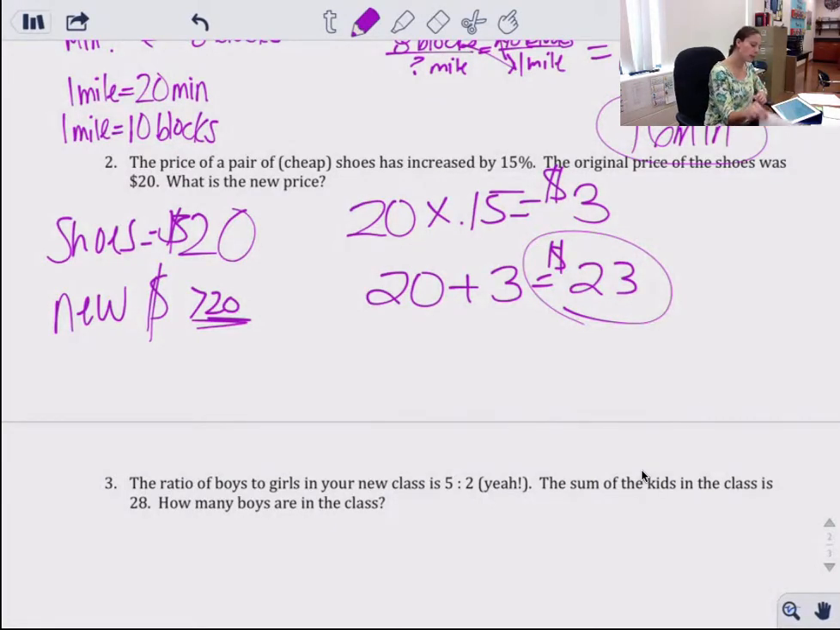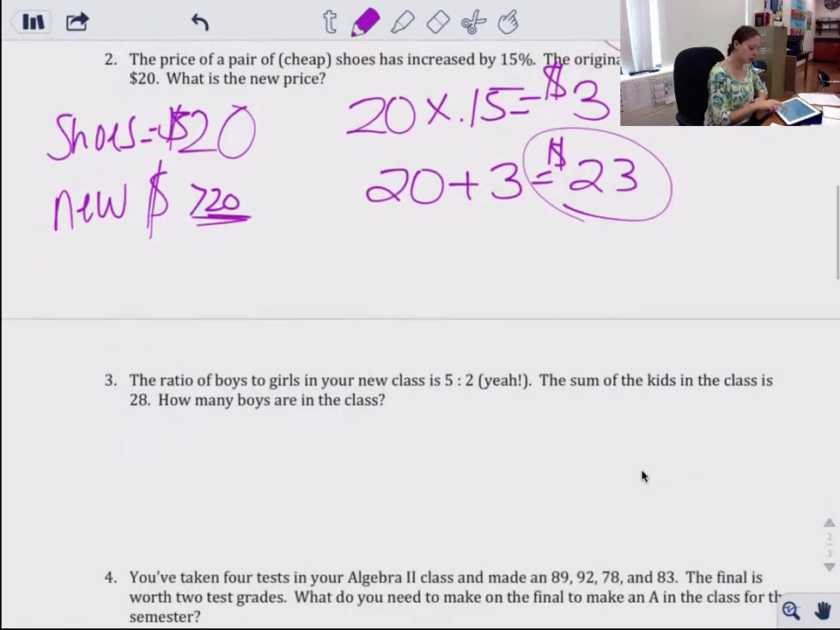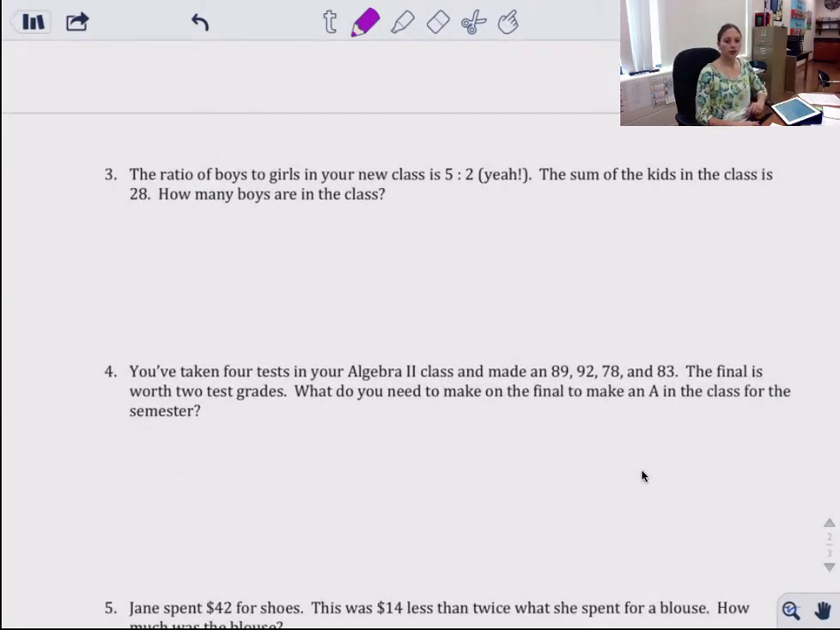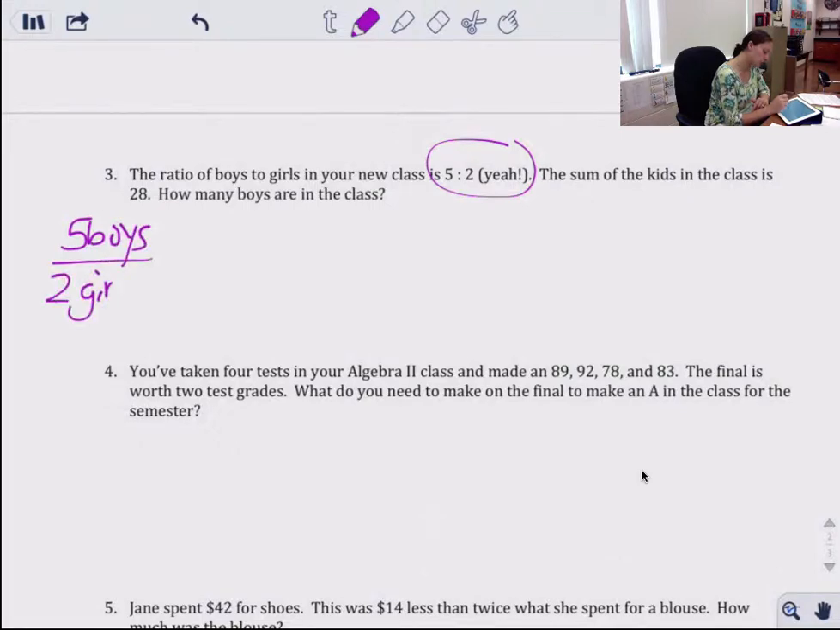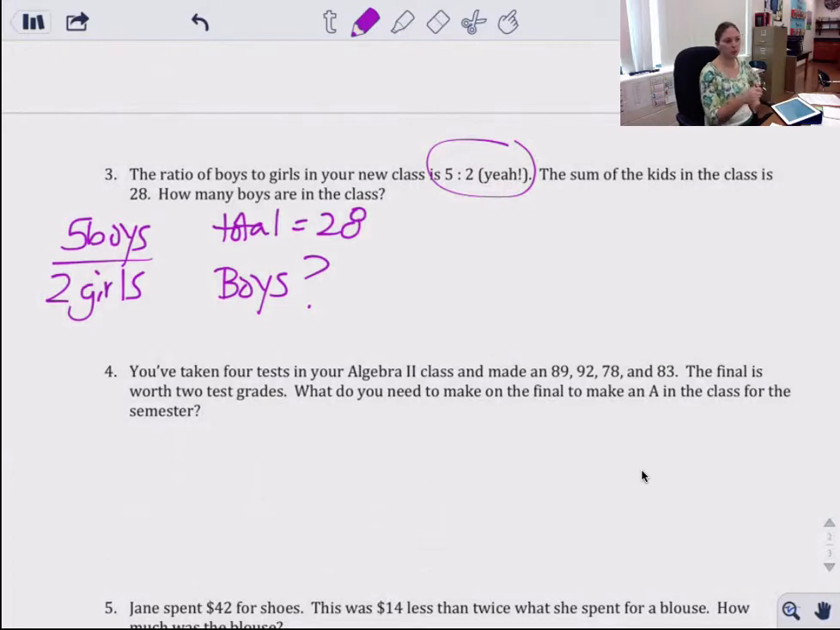Okay? Keep going. We're going to look at another kind of ratio-esque one here. The ratio of boys to girls in your new class is 5 to 2, so that's a good piece of information. I have 5 boys and 2 girls in the class. The sum of kids in the class is 28. So my total is 28, and I want to know how many boys are in the class. I always do this as I read the problem, otherwise I forget stuff. I always take pieces out as I go.